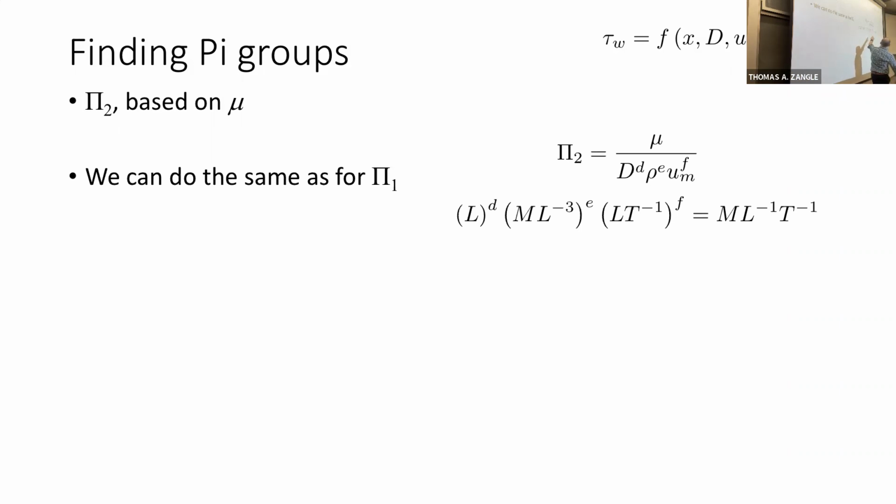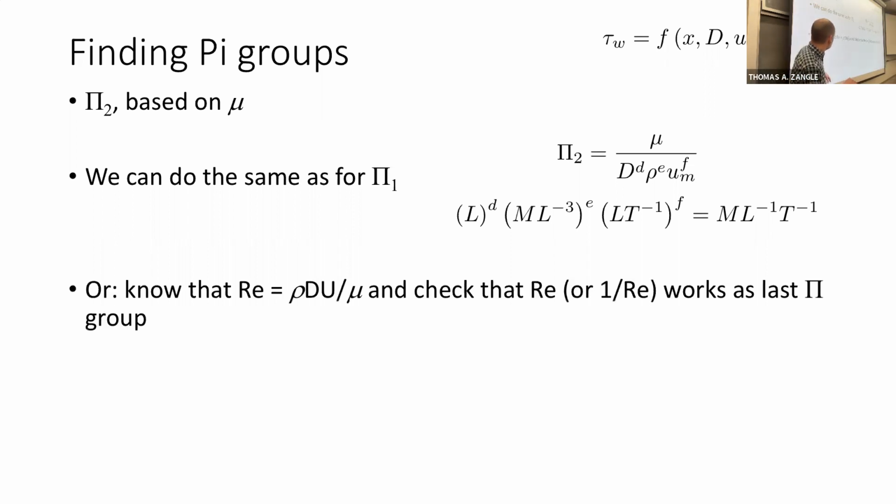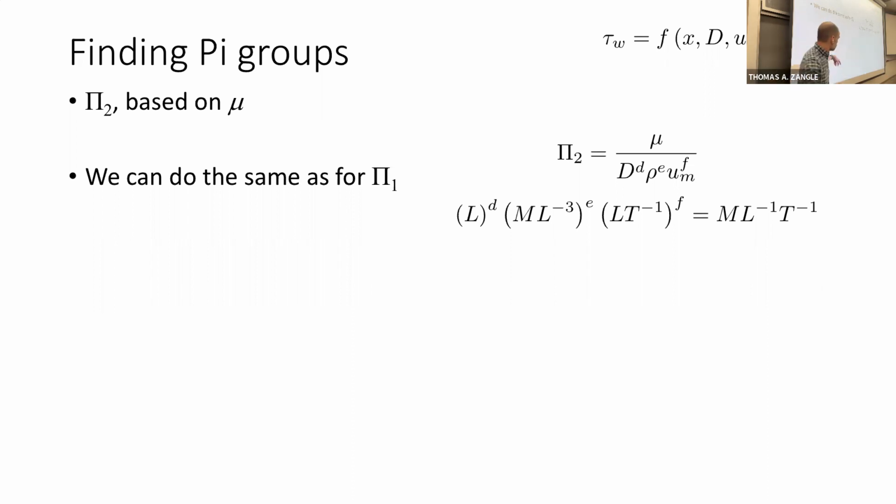And so again, mu we're putting here on the right-hand side. The dimensions of mu are mass per length time, and that has to be equal to L to the D, M over L cubed to the E, L over T to the F. And so again, we're going to gather these up into 3 expressions, for L, M, and T, and solve for all those variables.